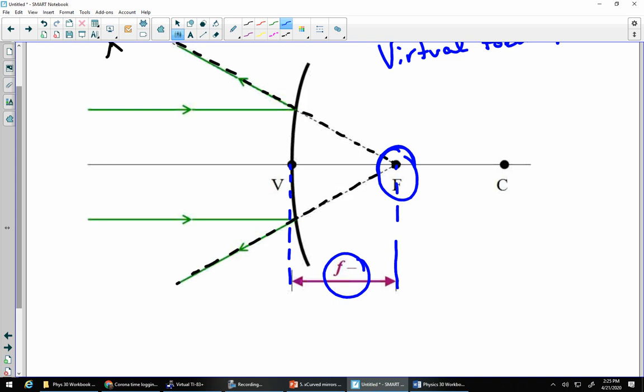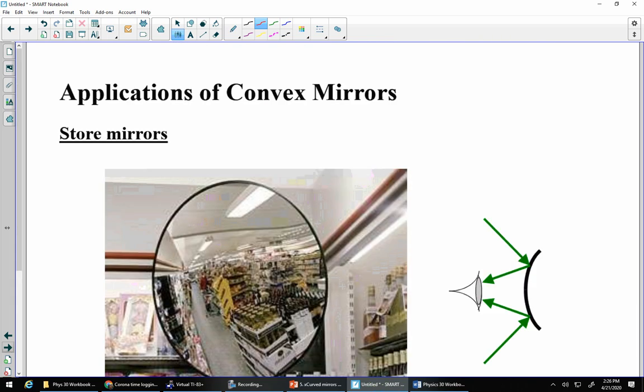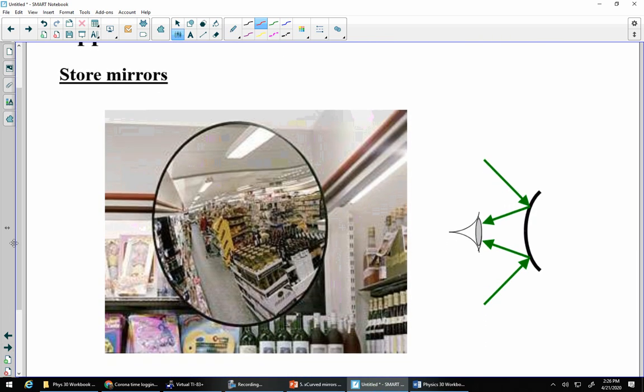And again, the sphere for, well, hopefully not making this too messy, the big sphere that this would be cut out of would go this way. In this case, the center of that big sphere would be, well, again, past the focal point. Cool. So that's diverging.